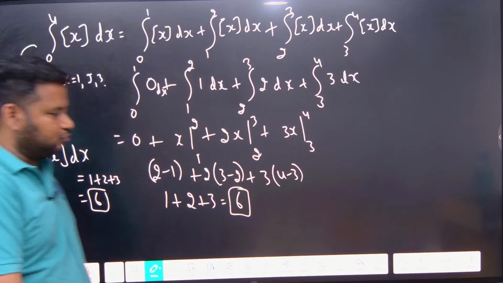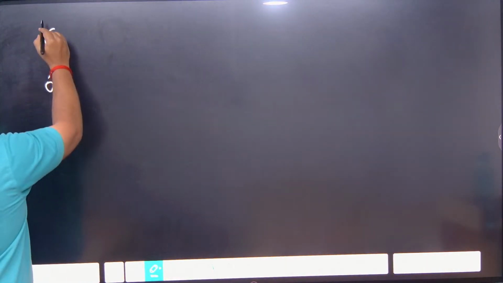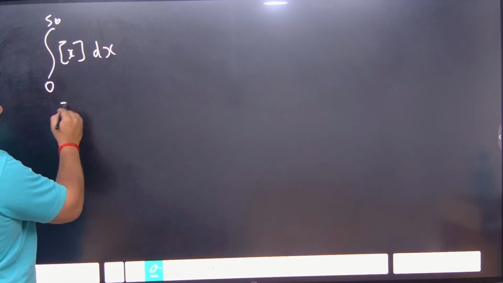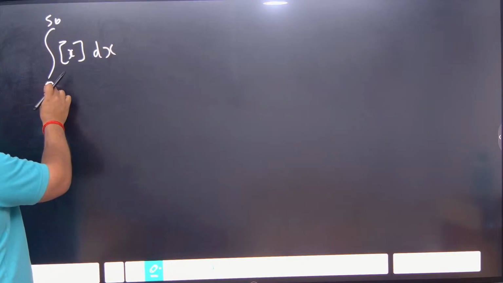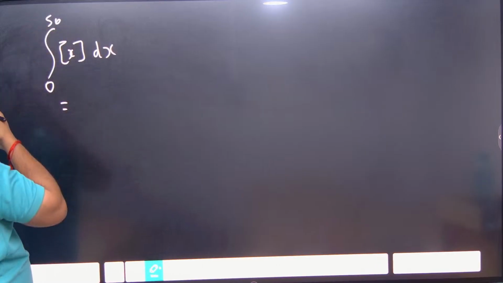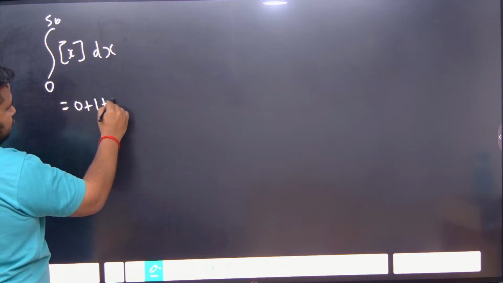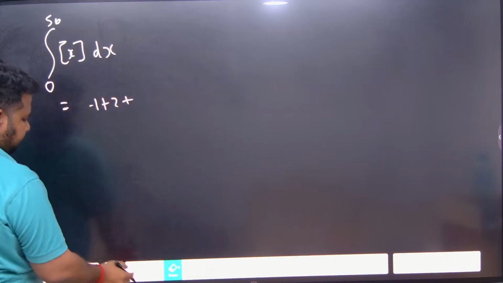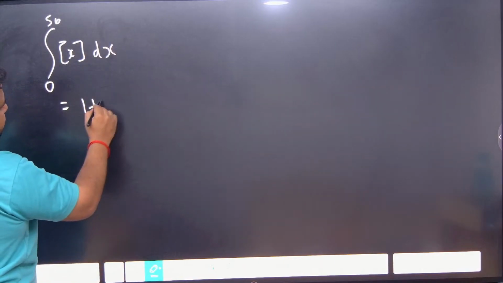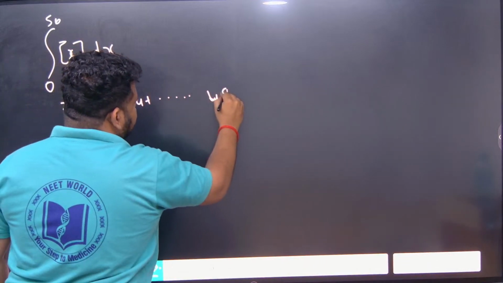Now this is a simple question. Suppose they have given 0 to 50 step x dx, then how to do it? I told you the shortcut: you have to write the values from 0 up to one less than the upper limit, that is upper limit minus 1. So that is 0, 1 plus 2 plus 3, leave 0 also, not a problem. You can write it as 1 plus 2 plus 3 plus 4 up till where? 50 you should not write, 49 you should write.